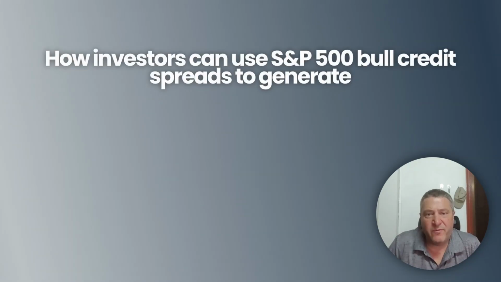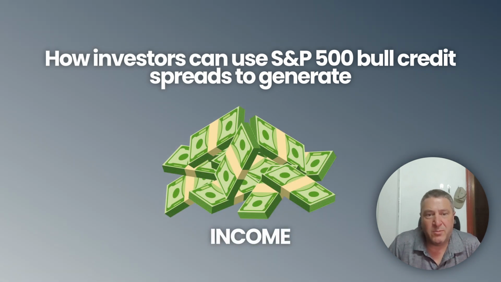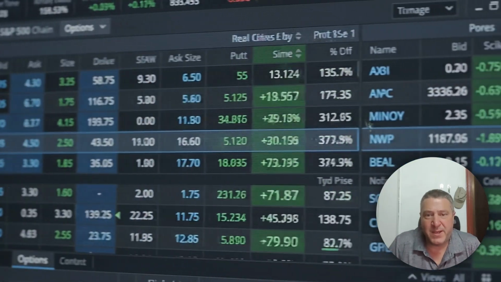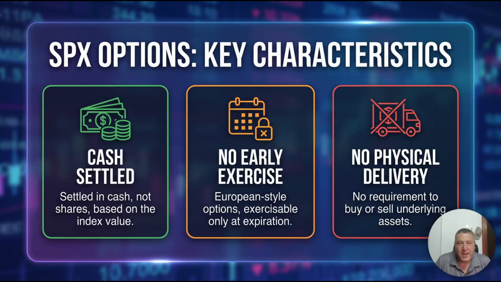Today we're looking at how investors can use the S&P 500 bull credit spreads to generate income while defining their maximum risk before entering the trade. The product we're going to focus on is the SPX, the S&P 500 Index Option. SPX options are cash settled. They cannot be exercised early, and there is no shares or futures contracts delivered on expiry. That makes them a relatively clean instrument for trading defined risk option strategies through Interactive Brokers.